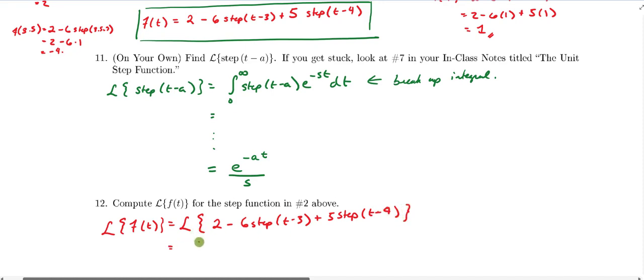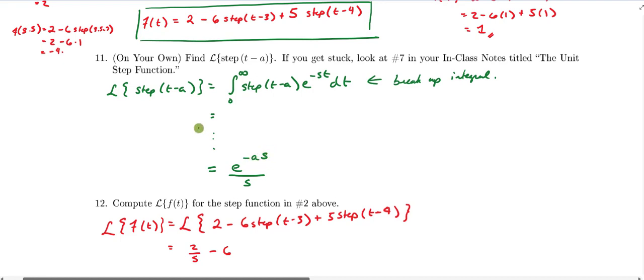And then we remember that the Laplace transform is a linear transformation, so constants factor out, and we can distribute the Laplace transform over sums and differences. The Laplace transform of 2 would just be 2 over s. The minus 6 would factor out of the Laplace transform of the step function t minus 3. And then using this rule up here, oh, folks, this should be an s, not a t. So that should be an s. Watch that, folks. That's a bad mistake.